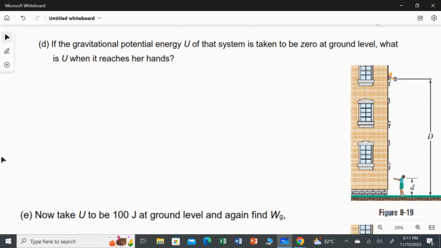Fourth part. If the gravitational potential energy of the system is taken to be 0 at the ground level, so that means at the ground level again the potential energy is 0.